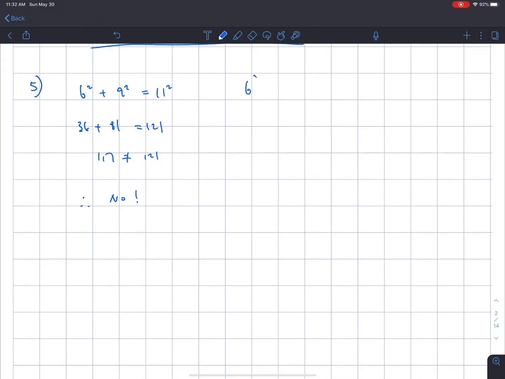Not a right triangle. Next, if a 26 feet ladder is placed against a wall, so this will be the wall. This will be the ladder. And it's 26 feet. So that it reaches a height of 25 feet. So that's 25. How far from the base of the wall are the feet of the ladder? So we are trying to find this distance.